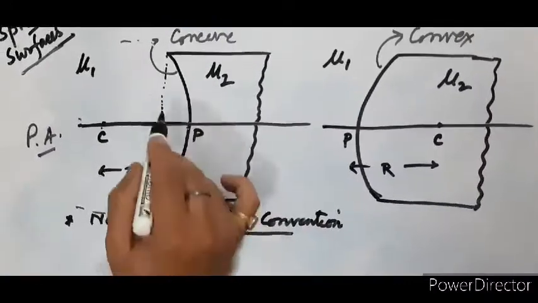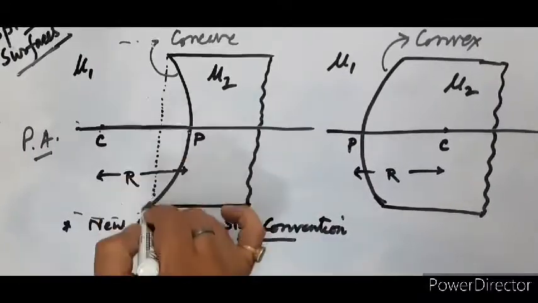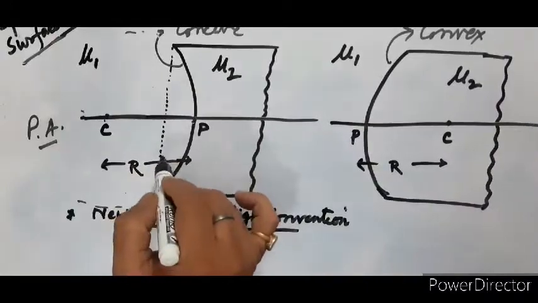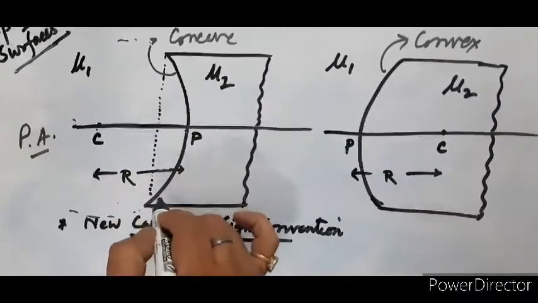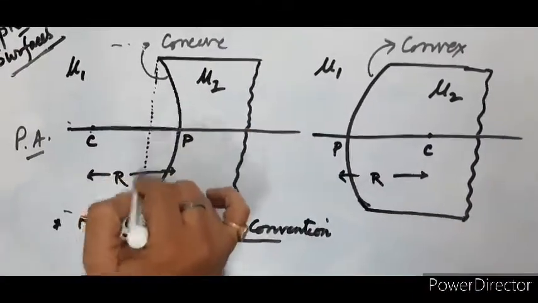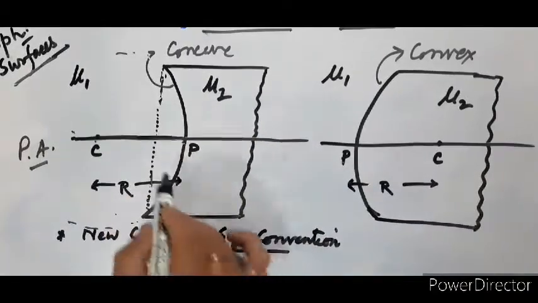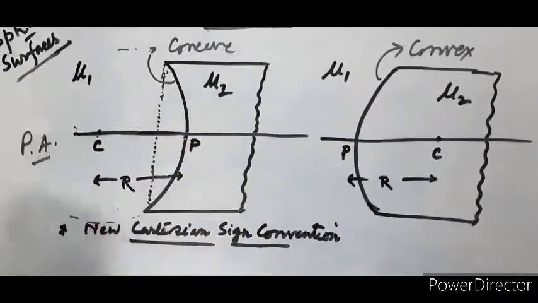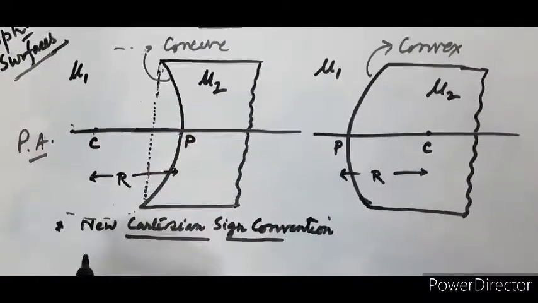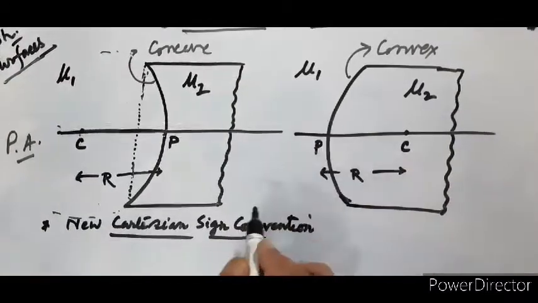And the last part is your aperture. What is the meaning of aperture? Aperture is the effective diameter of the spherical refracting surface exposed to the incident light. So this is the exposed part, and we can say this is the aperture. Another way we can say, the total refracting surface is the aperture of the spherical surface. Same thing is here also.